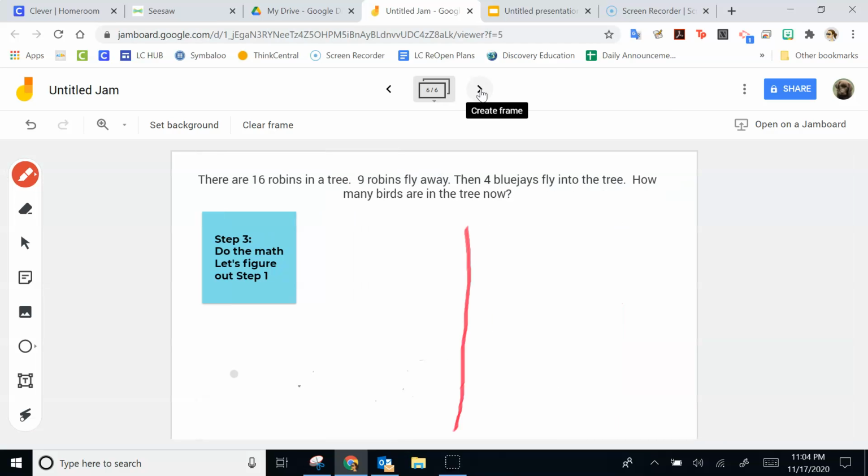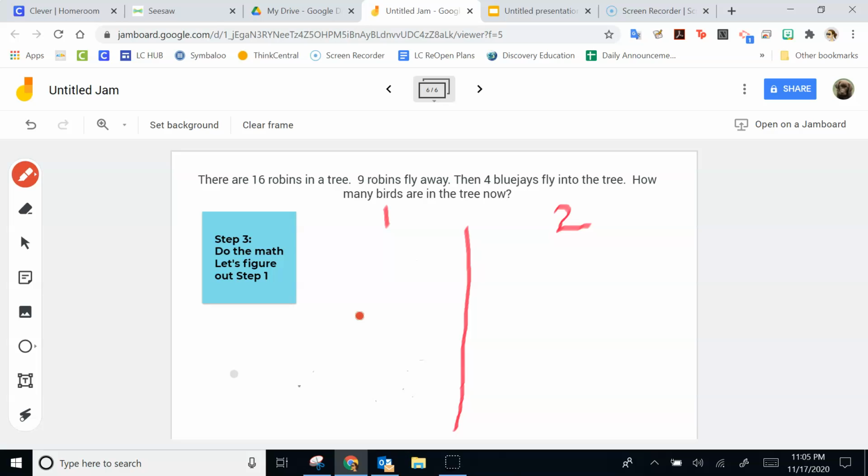So step 3 comes along, and now it's time to do the math. So let's figure this problem out. When we are doing a two-step problem, we learned that a good strategy is to draw a line down the middle of your paper, label one side with a 1 for step 1, and label the other side step 2. Okay, let's figure out step 1.